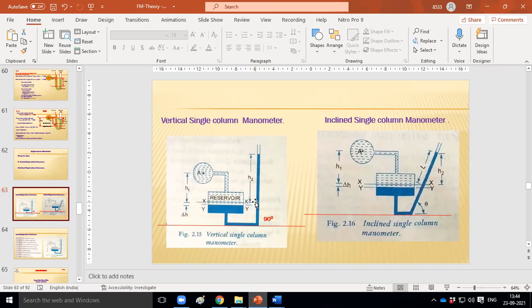But when pressure is applied, mercury goes down in the left limb by the height delta H, and on the right side the level of mercury goes up by H2. So delta H and H2, is it the same or different?